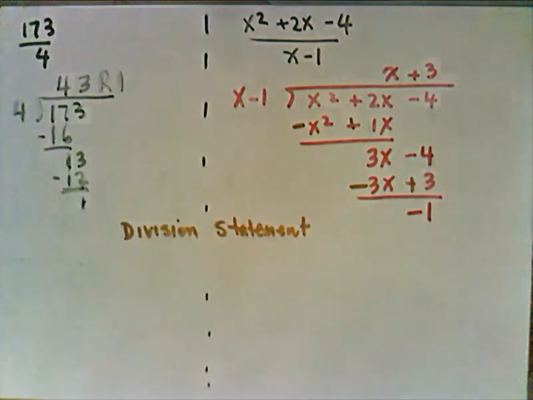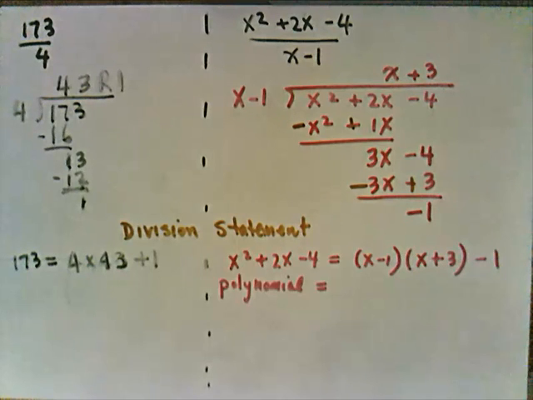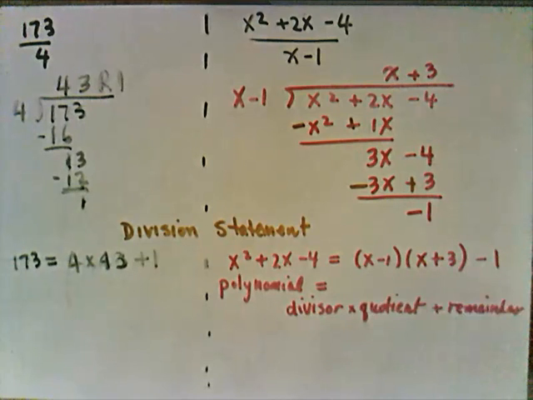We can form division statements to summarize the problems. 173 is 4 times 43 plus a remainder of 1. x squared plus 2x minus 4 is equal to x minus 1 times x plus 3, plus a remainder of negative 1. The polynomial is equal to its divisor times its quotient plus its remainder. Or, in other words, p of x equals d of x times q of x plus r of x.